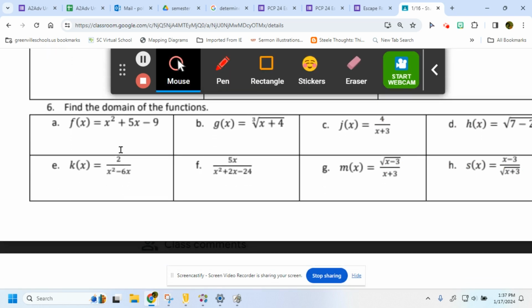Determine the domain of the function here. Remember, you've got to know the restrictions, the rules.